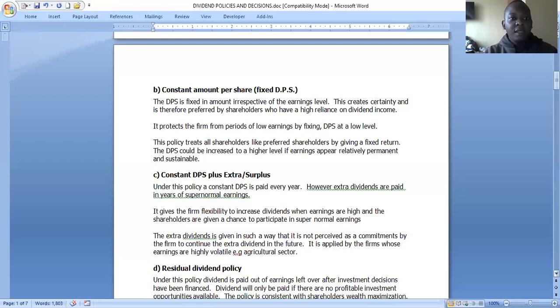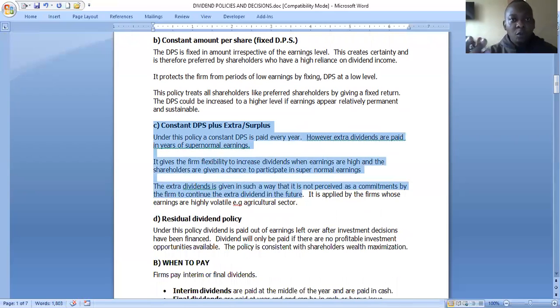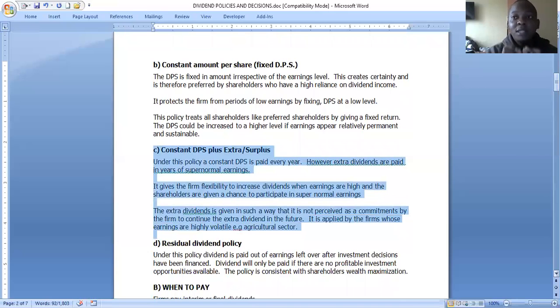Then we have the third policy, that is a constant dividend per share plus extra. This is a combination of number two, a constant amount per share, that is 2 shillings, plus an extra depending on the profits that the business has made. If the business has made high profits, then an extra is added. Some bonus is given to the shareholders because the super extra profits have been made. So that is a constant dividend per share plus an extra or a surplus.